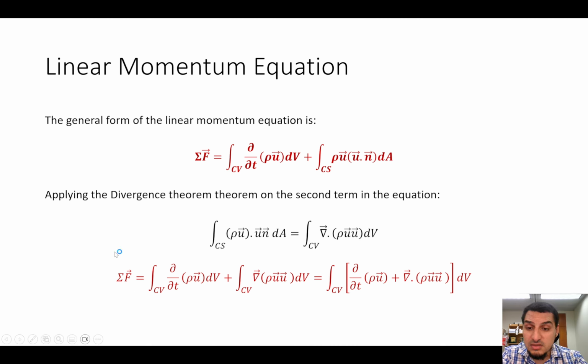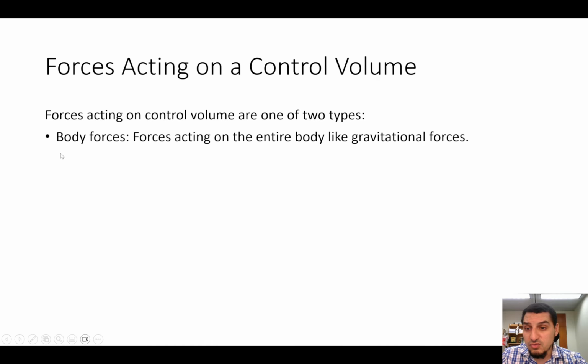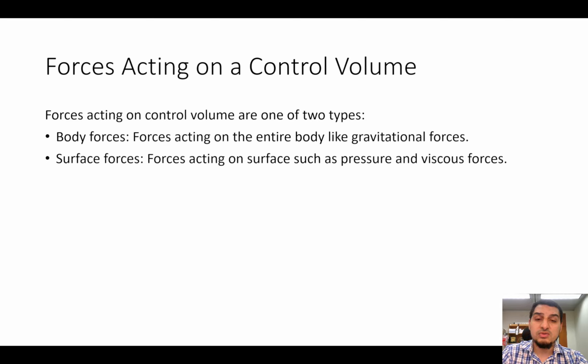For the left-hand side, we have the summation of forces. We discussed this before in chapter 6, and we said that the forces acting on a control volume can be one of two types. Either the body forces, which are the forces acting on the entire body, and in this case we care only about gravity, which is the gravitational force. The other type is the surface forces, which are the forces acting on the outer surface of the control volume, and these include the pressure and the viscous forces.